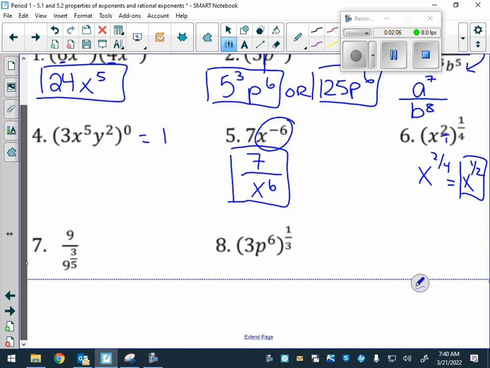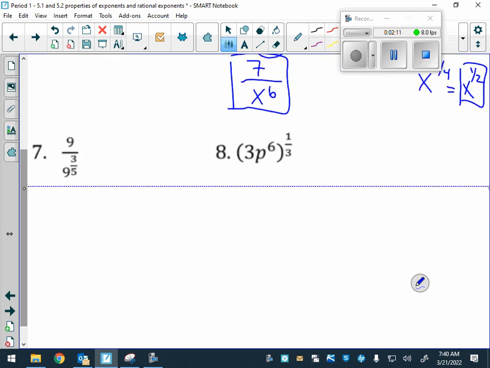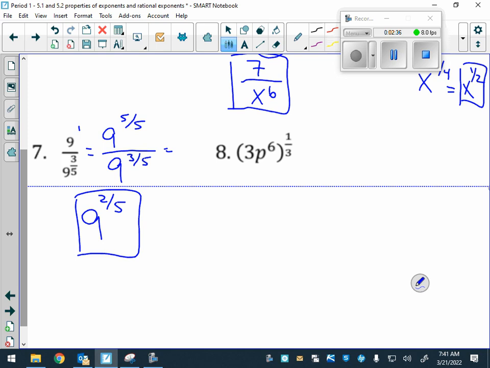However, when you are adding and subtracting, you need a common denominator. So if you see 9 to the 1st, before I'm able to subtract, what do I need to do? Kennedy? Good. Change it to 9, 5/5, 3/5. Now I'm able to subtract. 5 minus 3 gives us 2. Denominator stays the same. Okay? How about number 8?